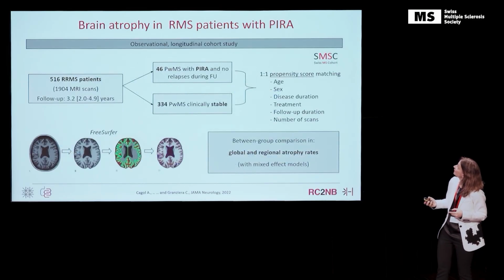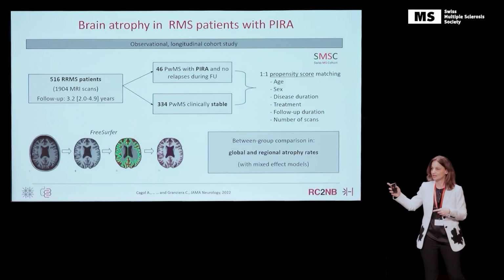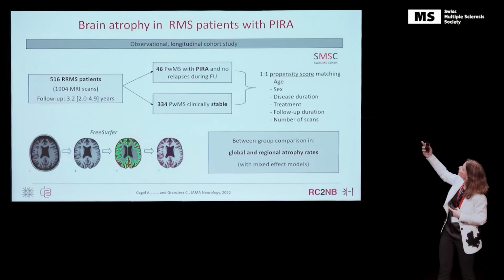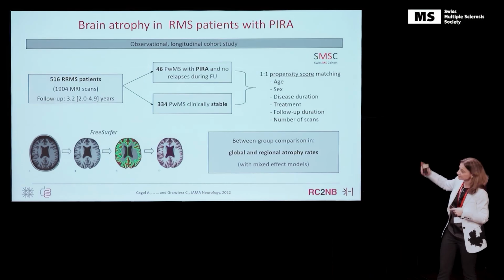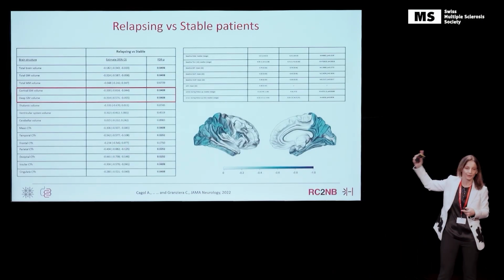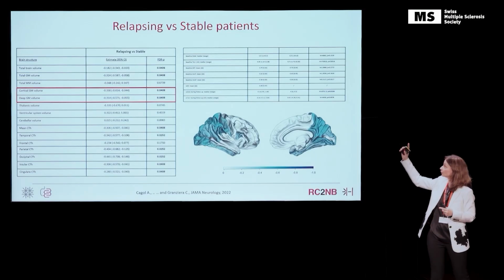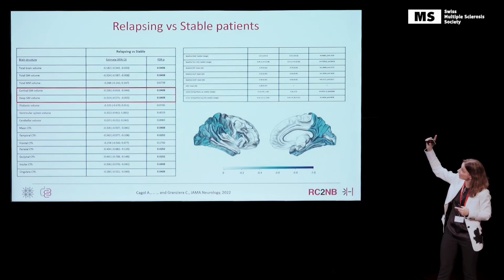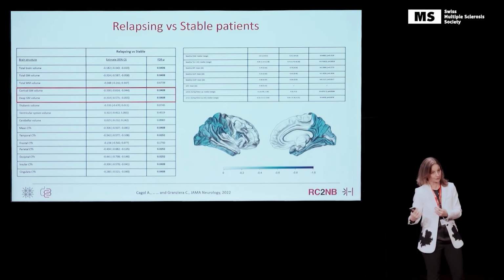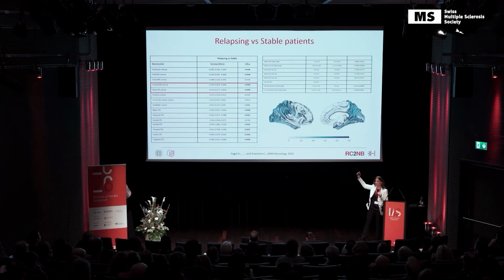And then the cortical atrophy, you have seen already these slides before. This is, again, the patient cohort from the SMSC, the comparison between PIRA and stable patients. We checked the global and regional atrophy rates. And this is when we compared relapsing, also relapsing patients show atrophy. This is clear. This is relapsing versus stables. They showed atrophy in the cortex, but also in the deep gray matter compared to stable patients. And in the cortex, where it's blue, it's bad. Where it's blue means decreasing volume.